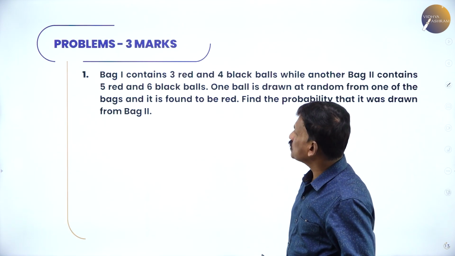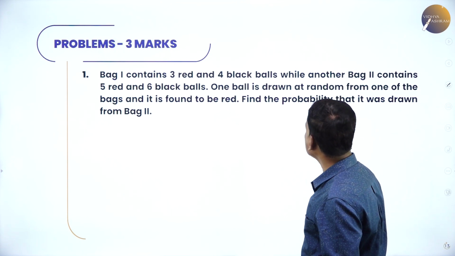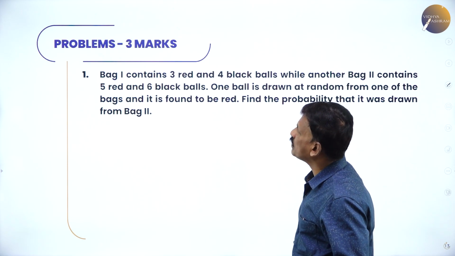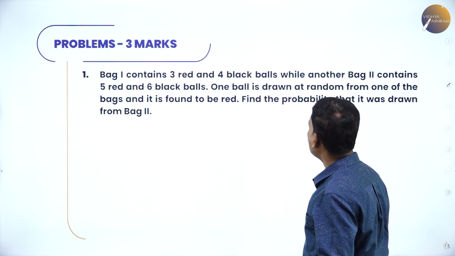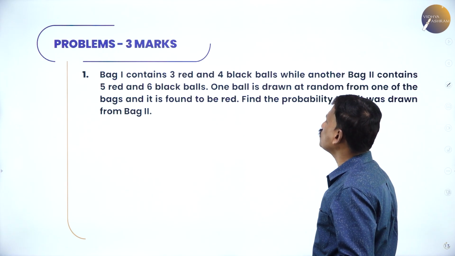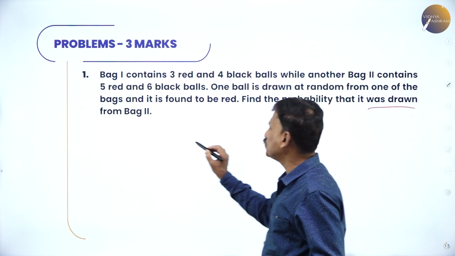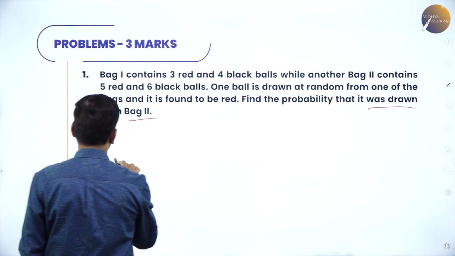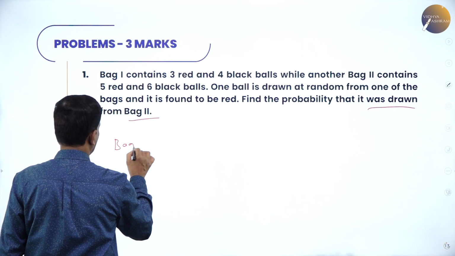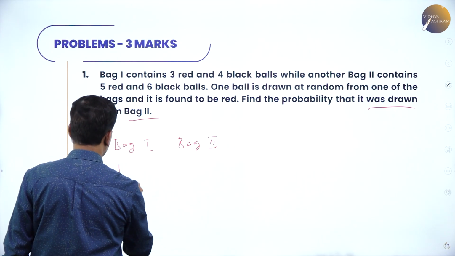Now this is a 3 marks question, a very important problem. Bag 1 contains 3 red and 4 black balls, while another bag 2 contains 5 red and 6 black balls. One ball is drawn at random from one of the bags and it is found to be red. Find the probability that it was drawn from bag 2. So there are 2 bags. This is bag 1 and bag 2.